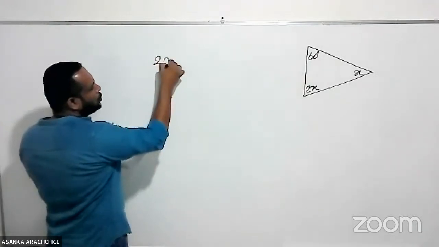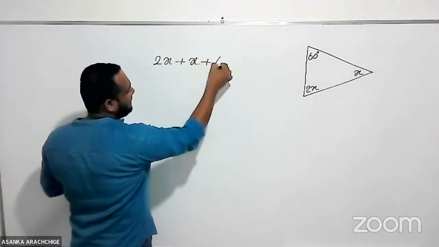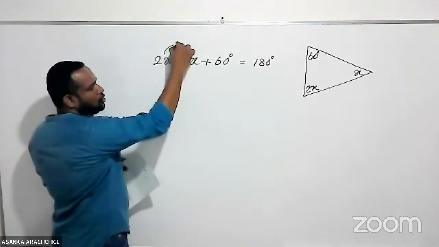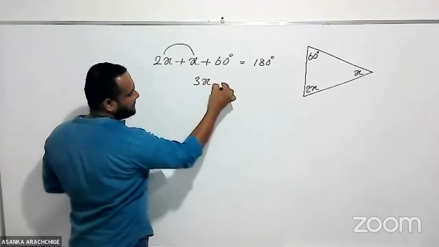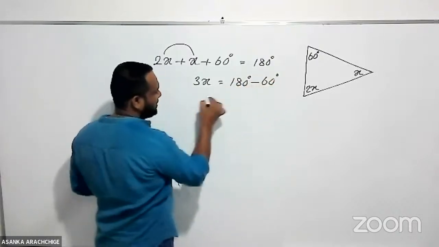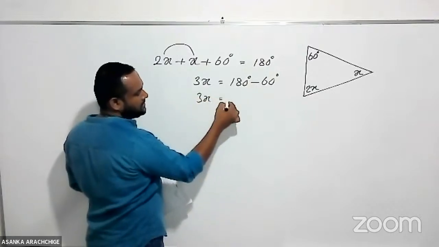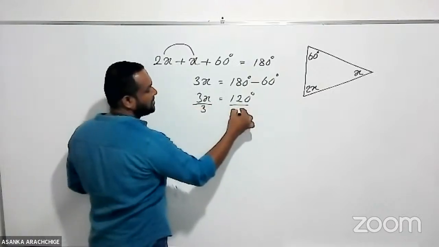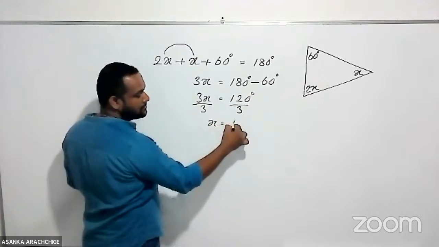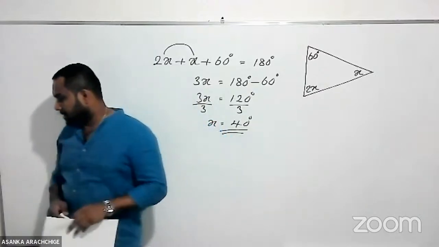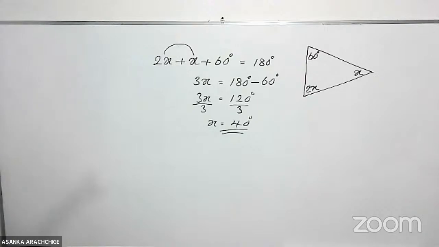Therefore, 2x plus x plus 60 must be 180. 2x plus x is 3x, that must be equal to 180 minus 60, which means 3x is 120 degrees. Then divide the equation by 3 and get the value of x as 40 degrees. Answer 40 degrees.